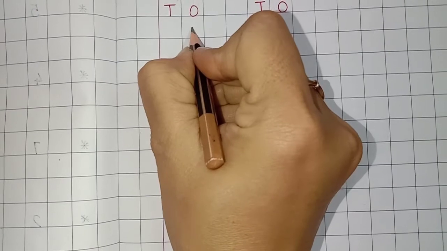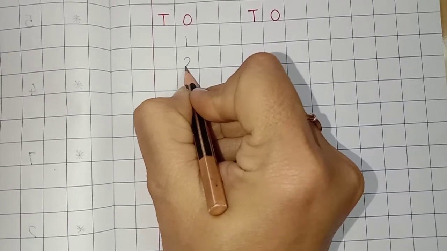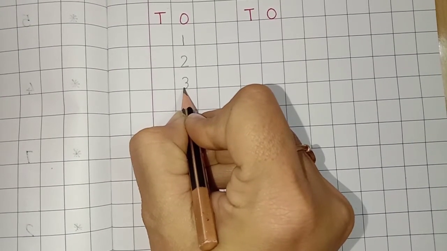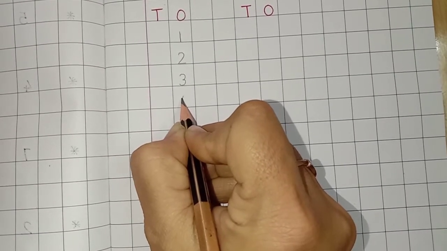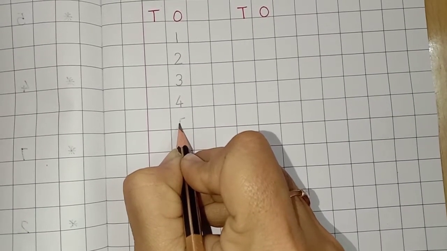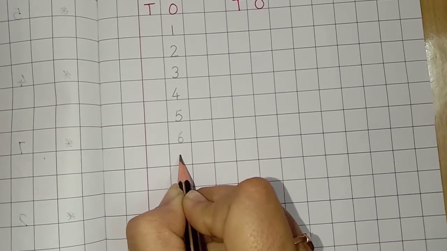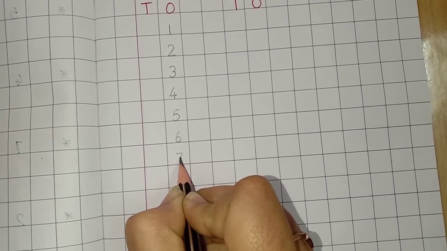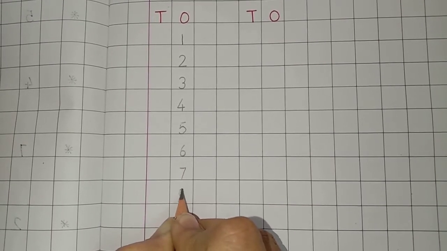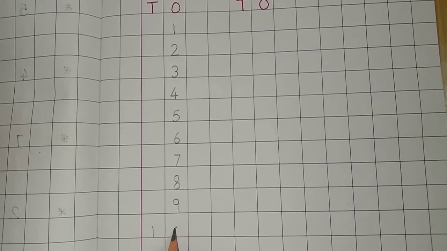First, we will write number 1. What comes after number 1? Number 2. Then 3. 4. 5. 6. 7. 8. 9. And 1, 0, 10.